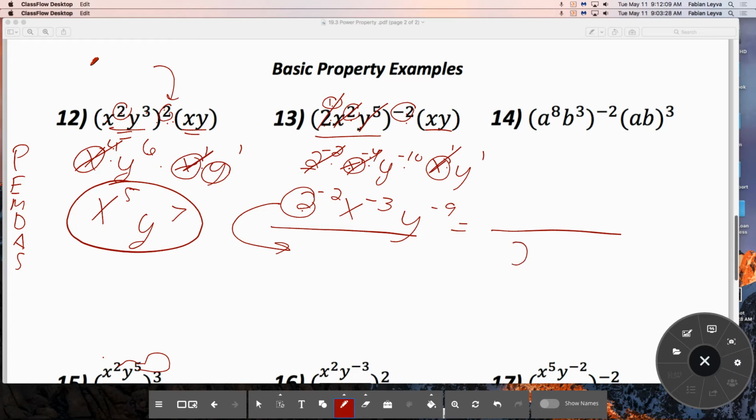So this 2 is going to move to the denominator. The action of moving it makes that exponent a positive. Same thing with the x. Let's move it to the bottom. The action of moving it makes that a positive. Let's move the y. The action of moving it makes that also a positive, so you end up with positive 9. Don't forget, there's nothing in the numerator. You want to include that 1 there.